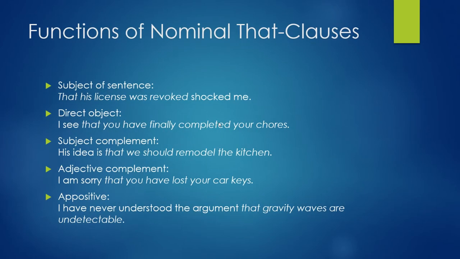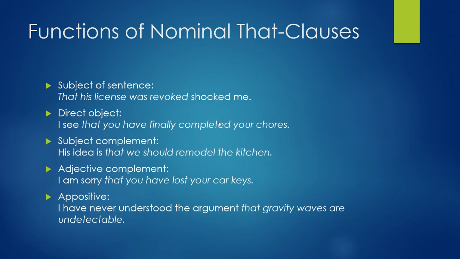So look at the functions of the nominal that clause. Again, pretty much wherever you could have a noun. And when we diagram, you'll see that these clauses are going to go where nouns would go. It's going to be interesting. We're going to have some crazy looking diagrams in this next video. But they can be the subject of a sentence. They can be the direct object. They can be in a type 4 sentence.